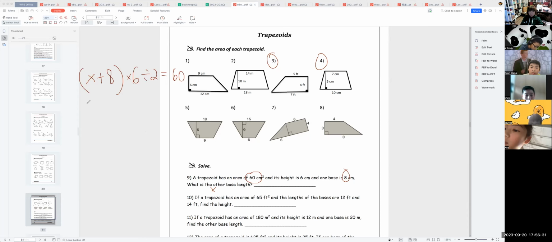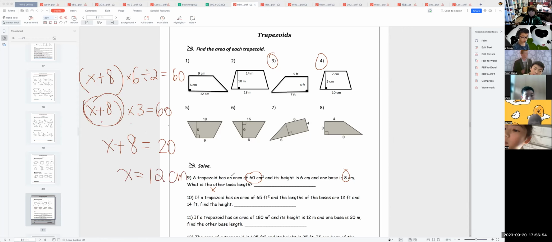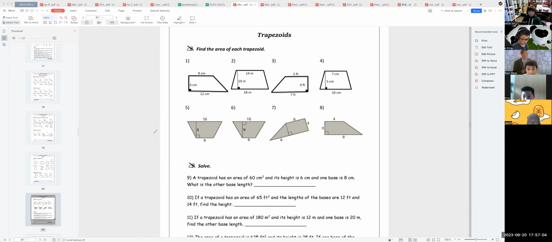60. Okay. So everybody, that means x plus 8 times 3 equals 60, correct? Because 6 divided by 2 equals 3. So that means x plus 8 equals 20. Don't you agree with me? 20 times 3 equals 60, correct, Athene? Okay, so x equals what? X equals 12 centimeters. So the answer is 12 centimeters. Get it? As long as you have the equation listed, everything is very easy, okay? So let's take a look at the next one.